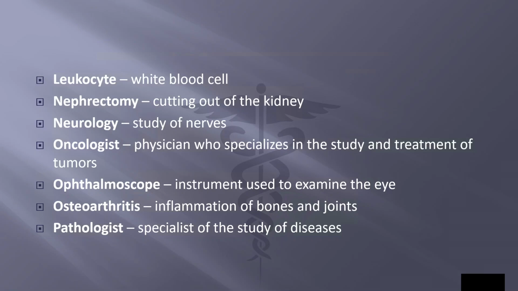Our next combining term, we have patho, which means disease. So a pathologist is a specialist of the study of diseases. So it's a medical doctor who views biopsy samples to make a diagnosis and examines dead bodies in autopsies to determine the cause of death. Aut means self, and opsy means the process of viewing. So an autopsy is an opportunity to see for oneself what caused a patient's death.